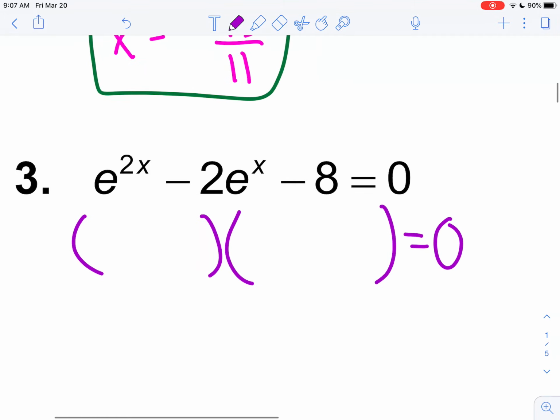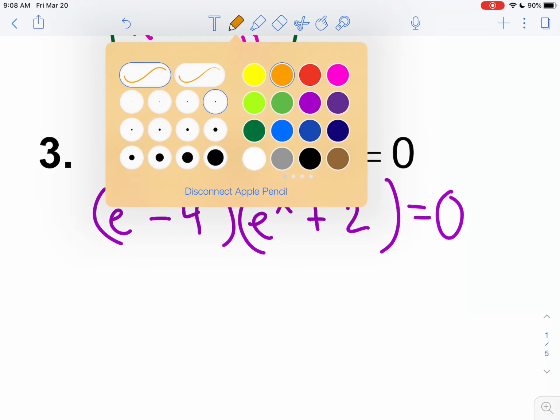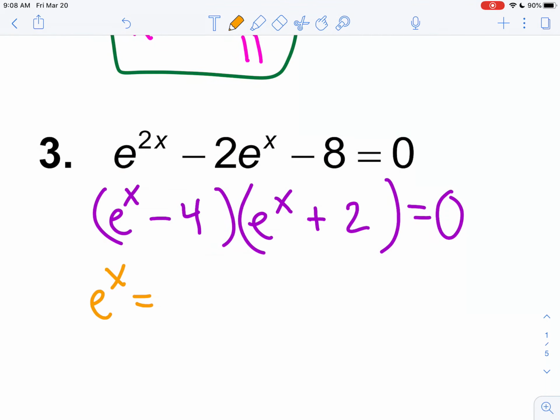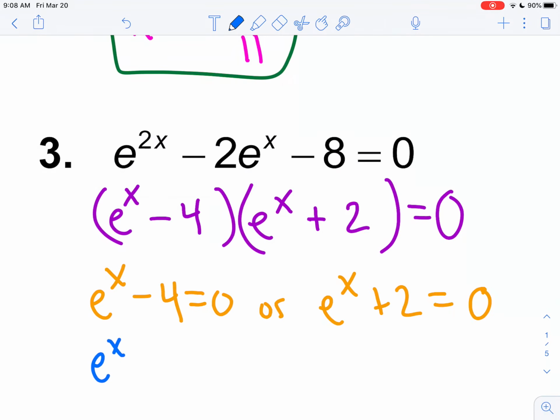We know that the first two terms have to multiply to e to the 2x. So that's going to be e to the x times e to the x. We know our last two terms have to multiply to negative 8, but add up to negative 2. So negative 4 and positive 2 will make that happen. Now, just like you've been doing for years, we'll set each factor equal to 0. So e to the x equals 4, or e to the x equals negative 2.